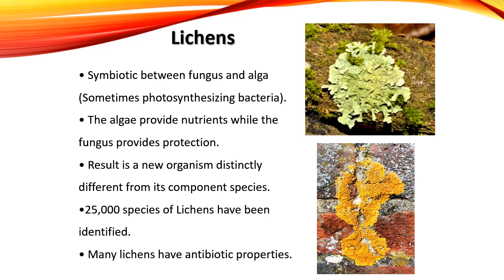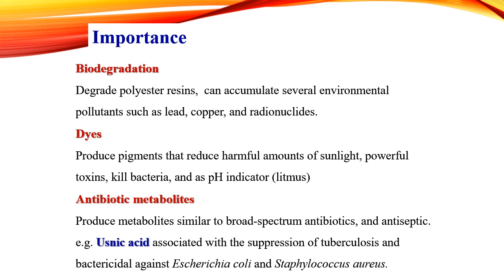Photograph of lichens and another species. The importance of lichens is due to their activity or to their secondary metabolites. The activity of lichens may be used in biodegradation, with conversion of large molecules into simple molecules, such as degradation of polyester resin. Also, lichens can accumulate several environmental pollutants such as lead, copper, and radionuclides.